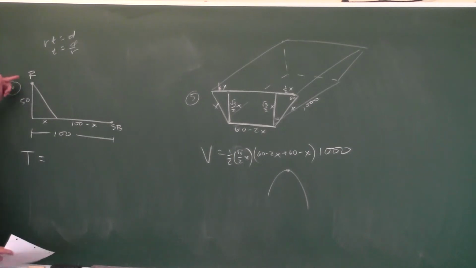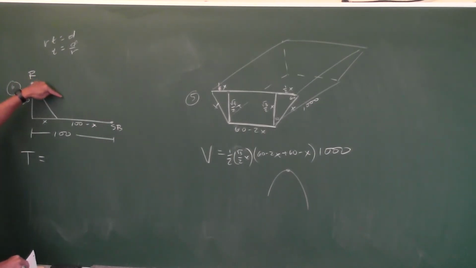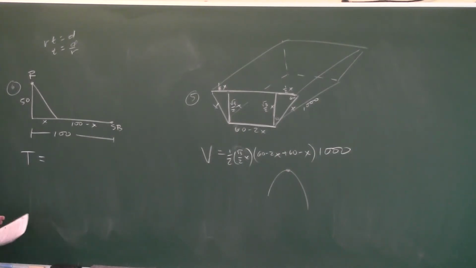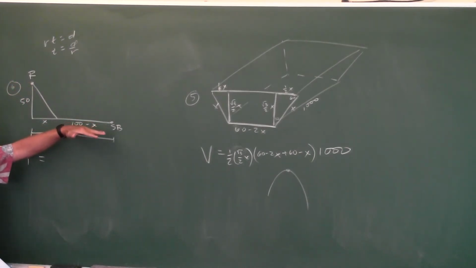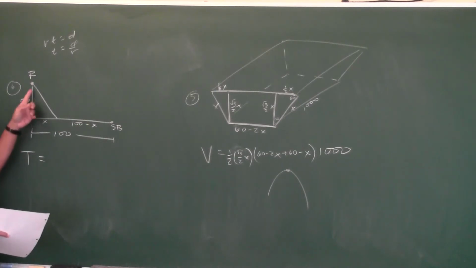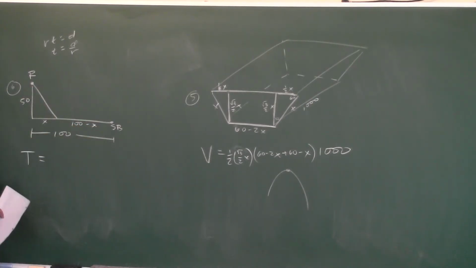Because the fastest way to get from there to there, am I just going to swim straight over there? No, because you're swimming too slow. You're only going 2 meters per second. You can run over twice as fast as you can swim. So probably you're going to swim somewhere over here and then run the rest of the way. So we're trying to find the fastest way to get from here to here. So we're going to write a function and then graph it on our calculator again.